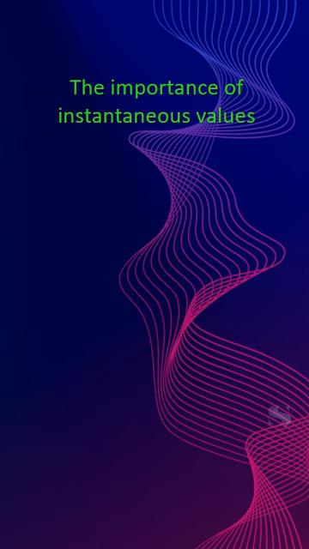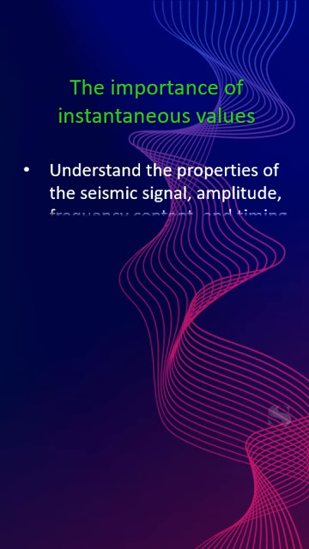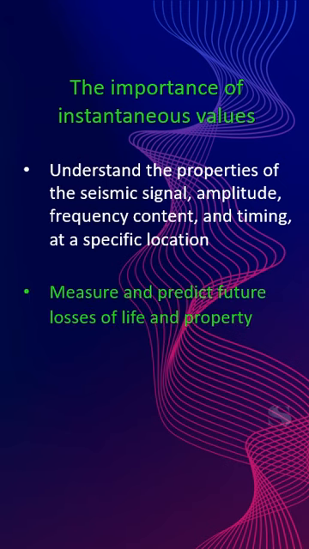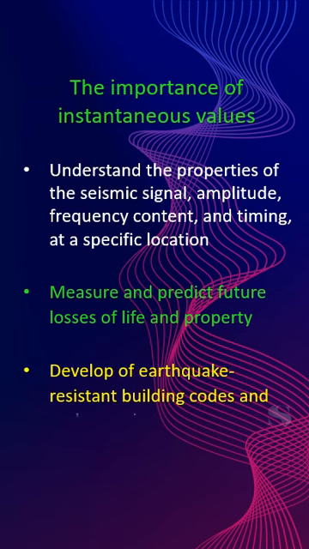Importance of instantaneous values. The instantaneous values of seismic waves are important for understanding the properties of the seismic signal, such as its amplitude, frequency content, and timing at a specific location. These values are essential for measuring and predicting future losses of life and property. They contribute to the development of earthquake-resistant building codes. They are vital for the implementation of early warning systems.